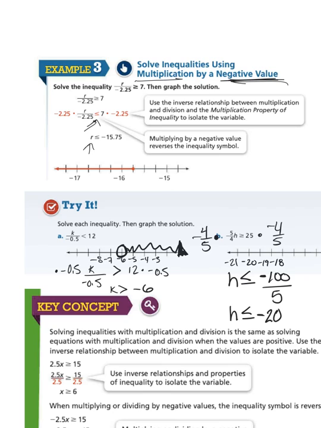It's a closed circle on negative 20. H is touching the less than side, so you have to shade to the left, the numbers less than. That concludes our lesson for the day. Please remember, when you divide or multiply by a negative number, you must flip the sign of the inequality.